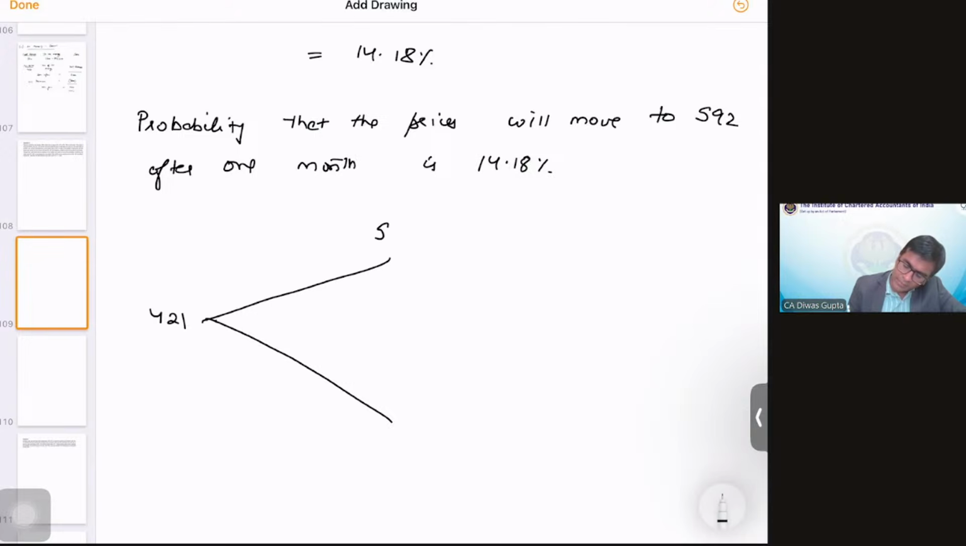will become 592 and 411 minus 522, right? So 522 lies somewhere here. 592, 411, the probability here is 14.18%. So the balance probability of prices going down, which is even higher, is around 85.82 percentage.